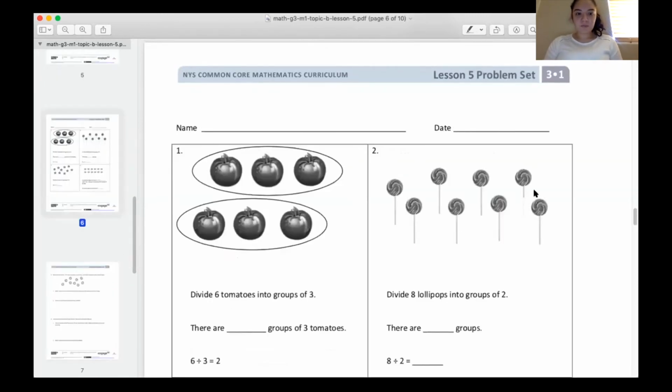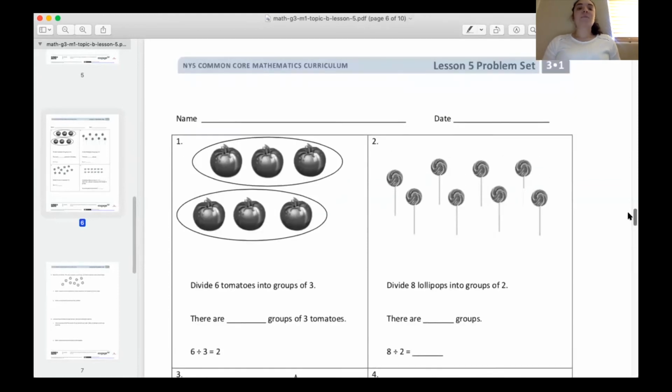So divide 6 tomatoes into groups of 3. So they already circled them for you. You can use your counters for this. So you have 6 counters, divide them into groups of 3. And so now it's asking how many tomatoes. There are blank groups of 3 tomatoes. So how many circles do we have here? We have 1, 2. There are 2 groups of 3 tomatoes. So 6 divided by 3 equals 2.